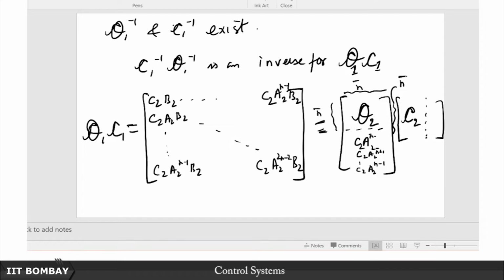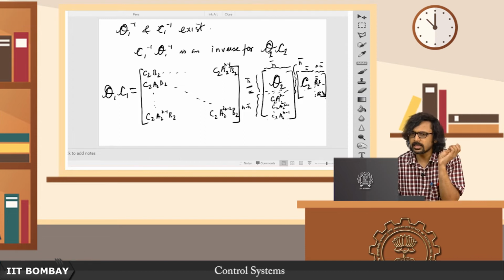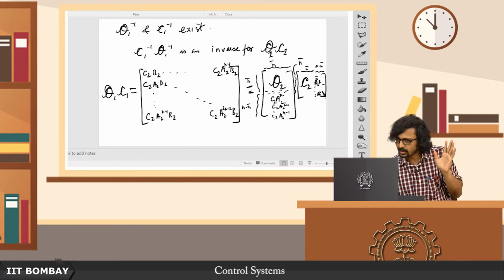Now this is of size n bar, and this is of size n minus n bar, this many additional rows I have entered. Here also I need to do the same thing, because the controllability matrix C2 here is of size n bar. So I need to add further n minus n bar. Here I am going to add A2 to the power n bar B, dot dot dot, till the last one, A2 to the power n minus 1 B. That is what this is, you can check, n bar plus 1 and so on till n minus 1, so I am just extending it.